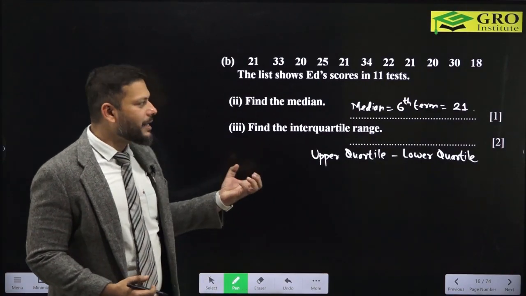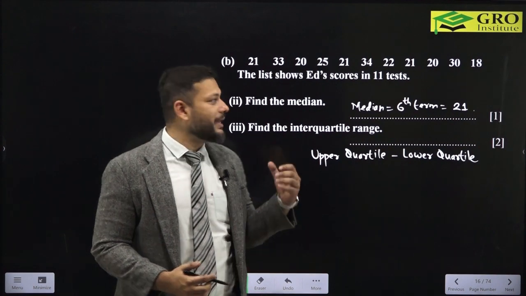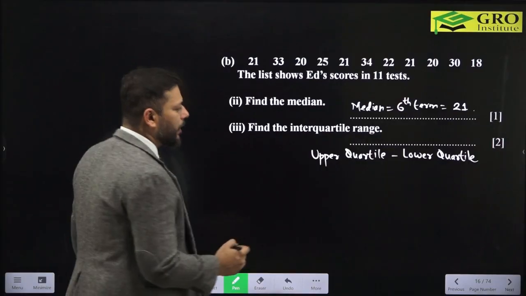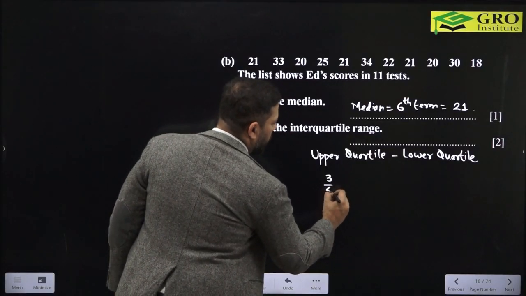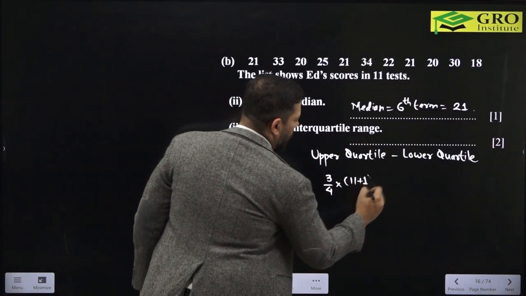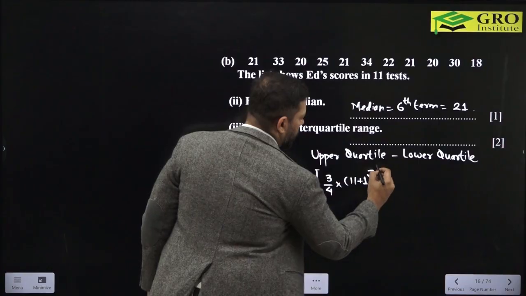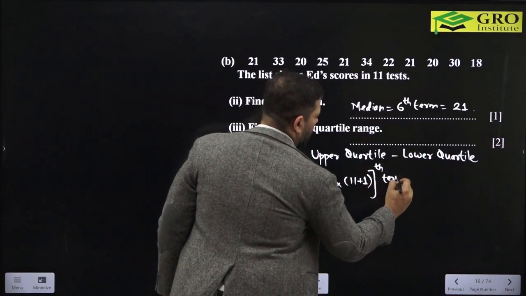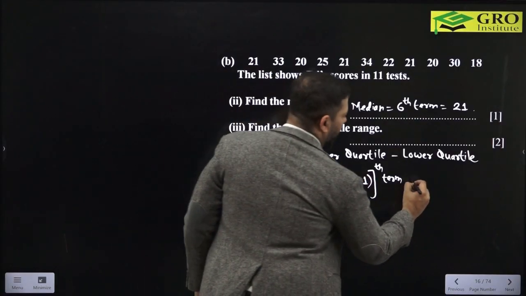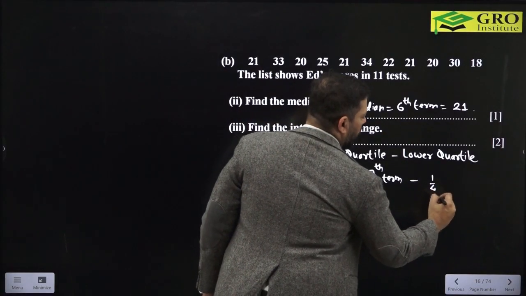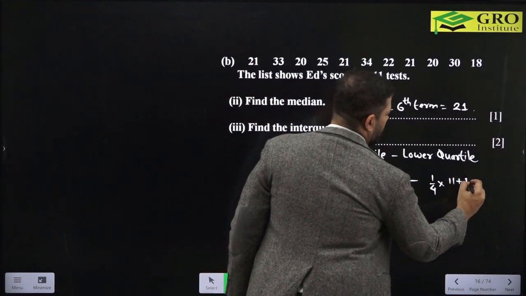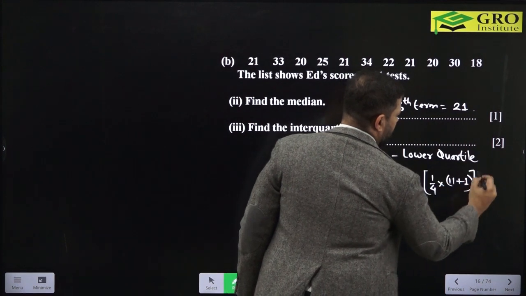We know when the n is odd, that means the number of the scores, I should say, is odd. What is going to be the upper quartile? It is going to be 3 by 4 multiplied with 11 plus 1th term, minus lower quartile will be 1 by 4 multiplied with 11 plus 1th term.